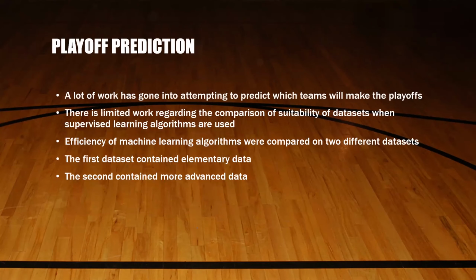So the next component of the paper was playoff prediction, trying to determine which teams will qualify for the playoffs. Now, it says a lot of work has gone into attempting to predict which teams will make the playoffs, but the paper suggested that there was limited work discussing the suitability of different data sets when working with supervised learning algorithms. That is to say that in the world of basketball, you have typical basic data, which takes into consideration very rudimentary components of the game, like field goal percentage and things of that nature. But then you have the more advanced metrics, which is a more recent development, given all of the advanced technology that we have today that is able to monitor the progression of the game in a far more meaningful way. So they wanted to determine if there was any significant difference in predictions based on the more traditional elementary data versus the more sophisticated advanced data.